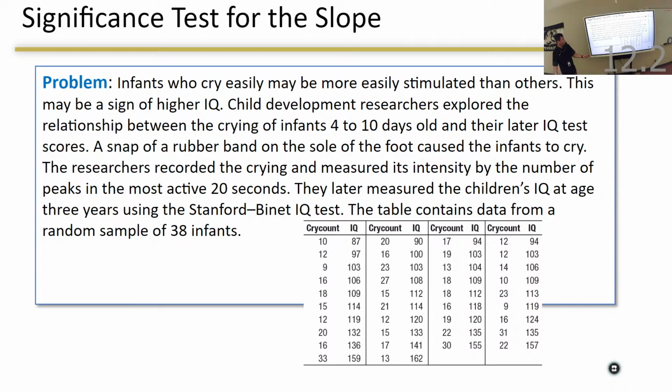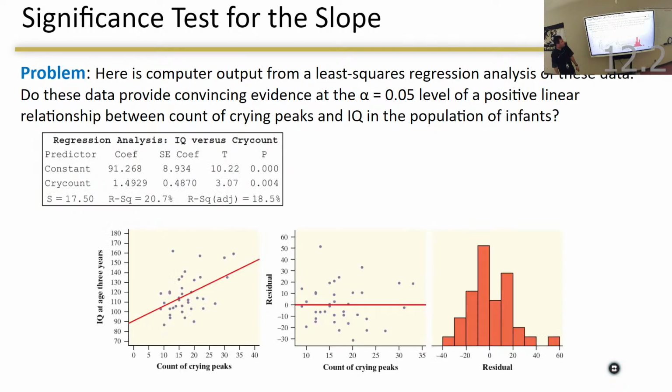Or I don't know where the question is. I don't see any question. Is there convincing evidence of? I don't know. There it is. Do these data provide convincing evidence of a positive linear relationship? Ho, beta equals 0. Ha, beta is greater than 0.